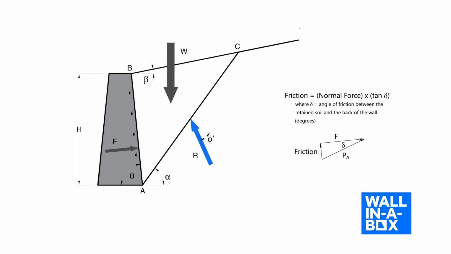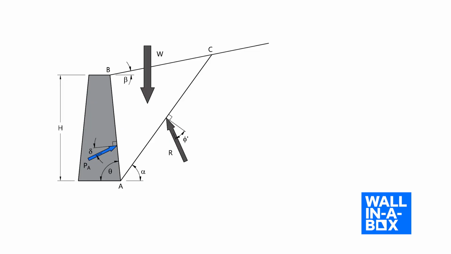We can do something similar at the back of the wall. If we remember from physics, friction force is basically a normal load multiplied by a coefficient of friction. While in the retaining wall world, we use delta for the friction angle between the retained soil and the back of the wall. Tangent of delta is essentially our coefficient of friction. So we replace the force on the wall and the friction on the back of the wall with an active earth pressure force that acts at an angle delta from perpendicular to the back of the wall.